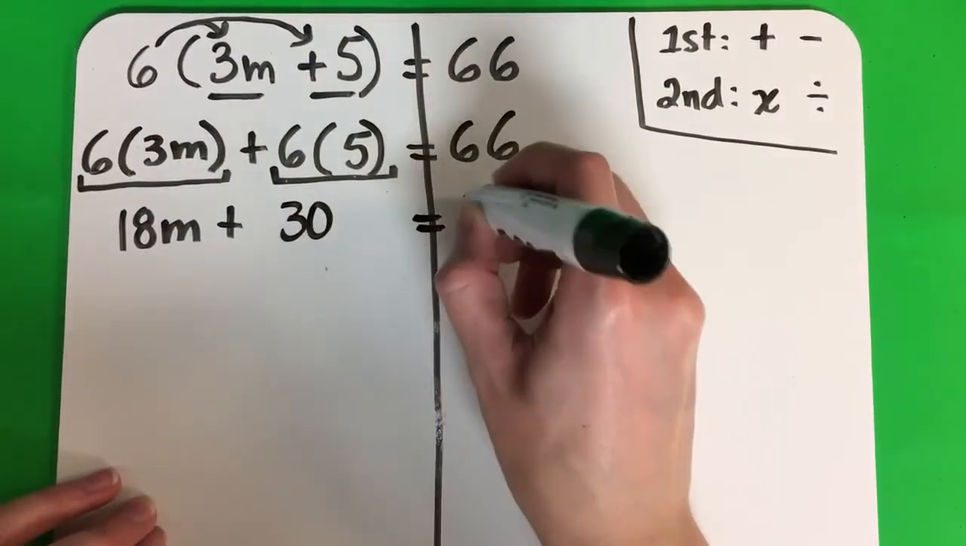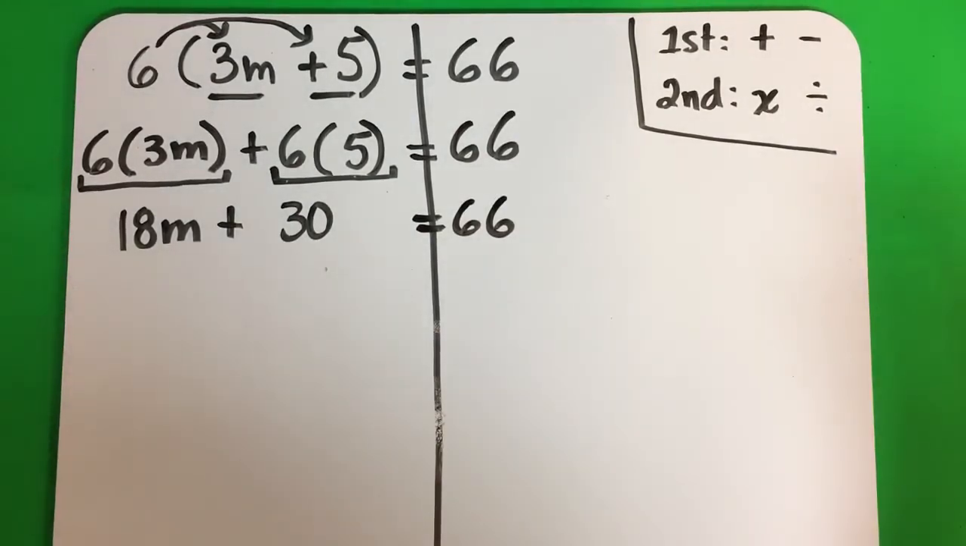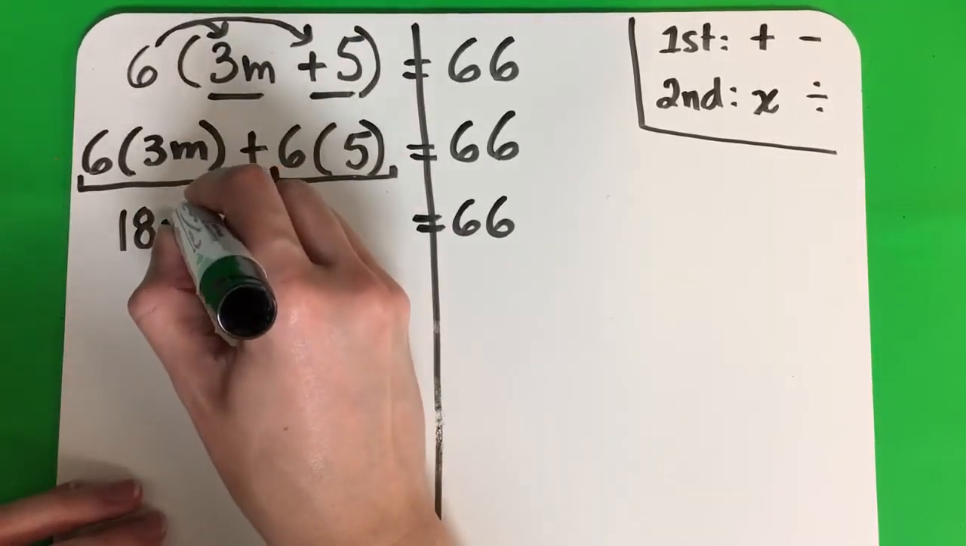Equals 66. Now it's like normal. Ahora es como normal. Okay? So my goal is for the m alone. Mi meta es para tener el m solo.